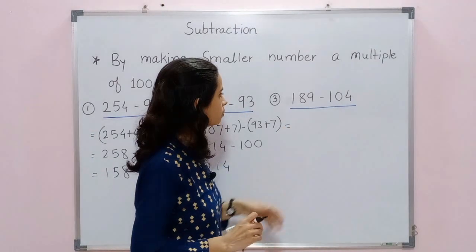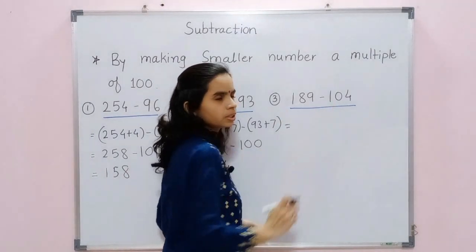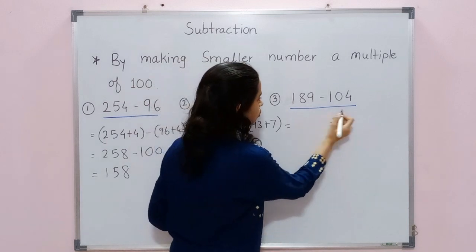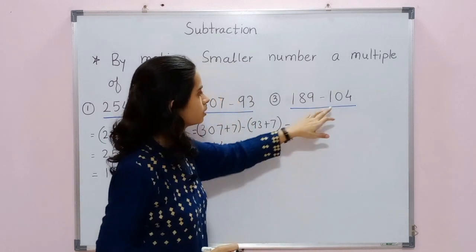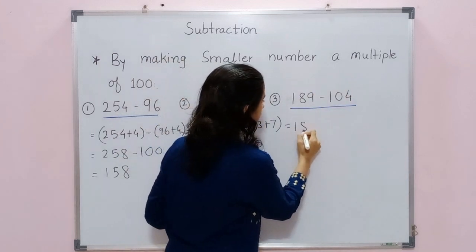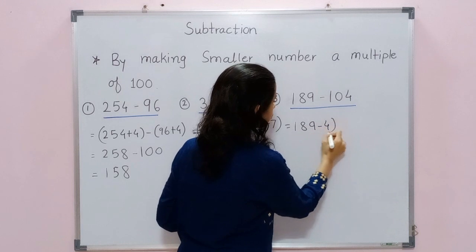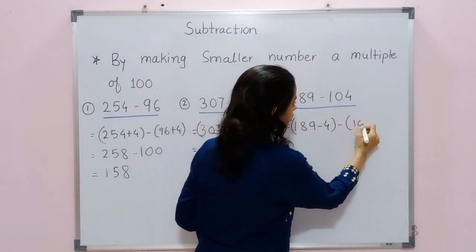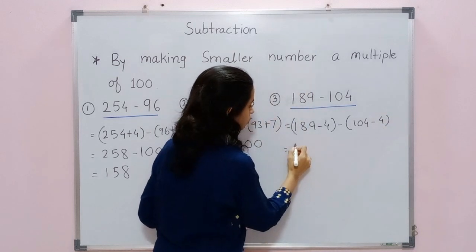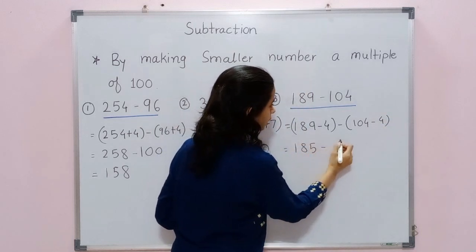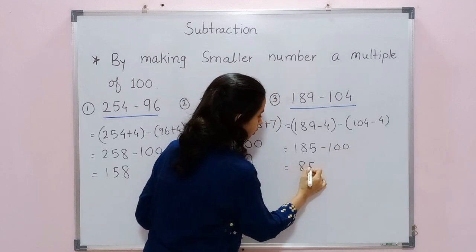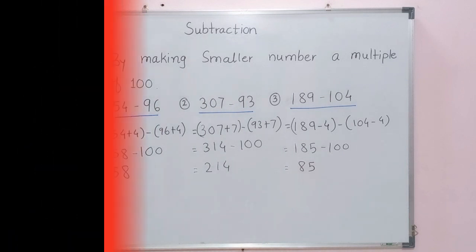Let's see this example, 189 minus 104. Here we have to minus 4 from both the numbers to make the smaller number a multiple of 100. 189 minus 4 and 104 minus 4. Here we will get 185 minus 100. So our answer will be 85. In this way we can solve this type of examples.